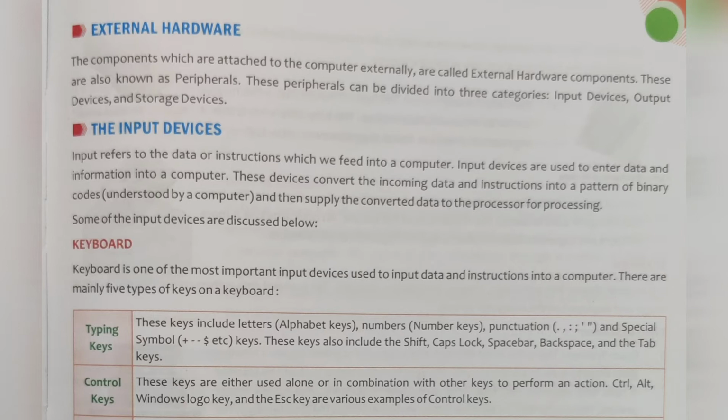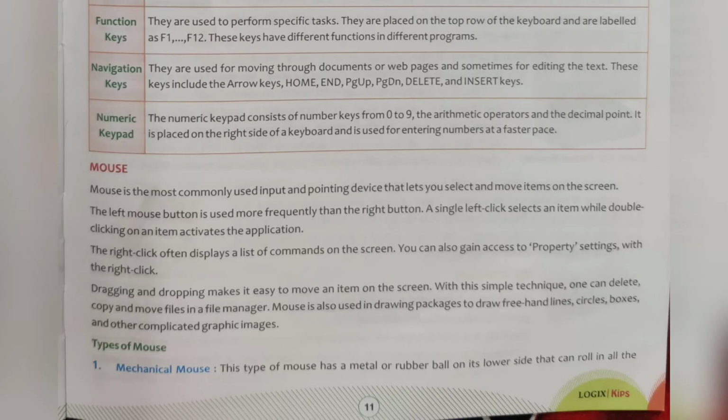Now the control keys. These keys are either used alone or in combination with other keys to perform an action. CTRL, ALT, the Windows logo key, and the ESC key, meaning escape key, are various examples of control keys. Now the function keys.